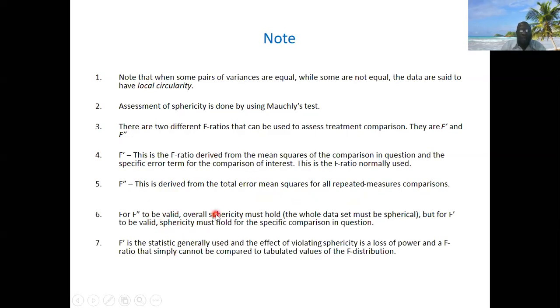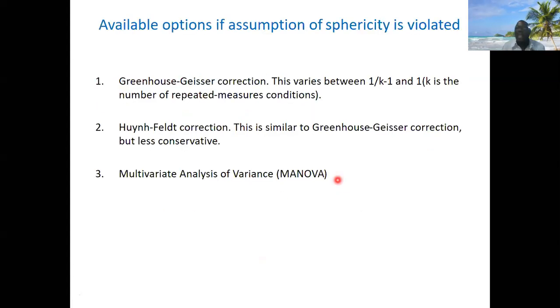The second one is valid overall. For the second one to be valid, overall sphericity must hold. The whole data set must be spherical. Therefore, for the first one to be valid, sphericity must hold for the specific comparison in question. That one is the statistic generally used, and the effect of violating sphericity is a loss of power, with an F ratio that simply cannot be compared to the tabulated value. Just like whenever the conditions are not met, there will be loss of power, as happens with any other parametric test.